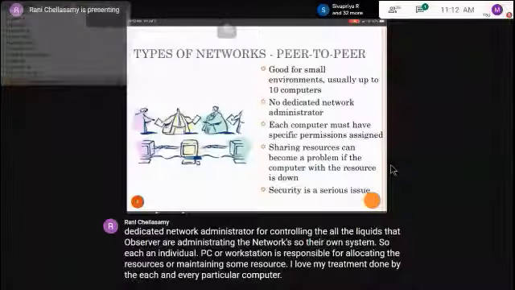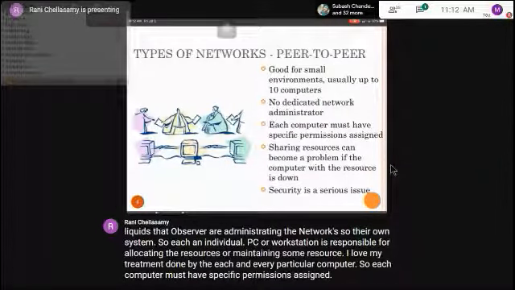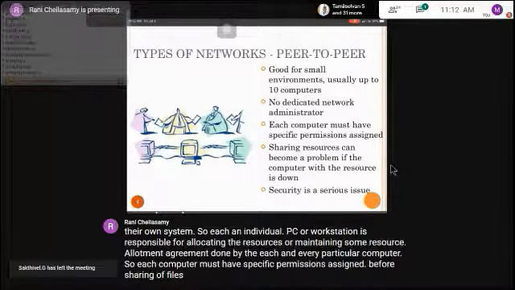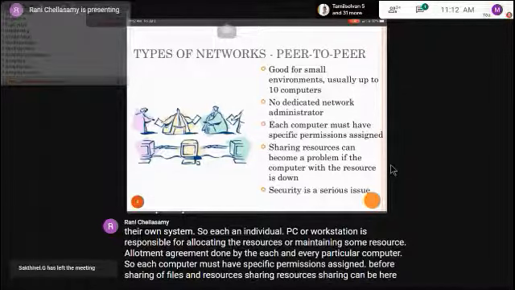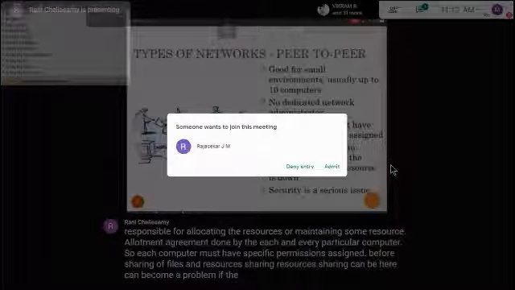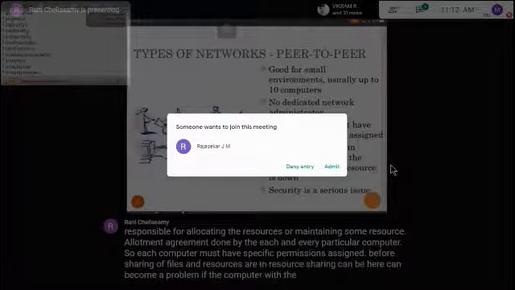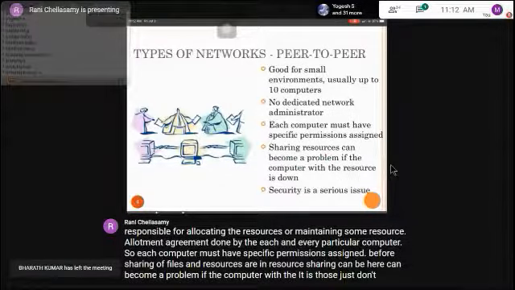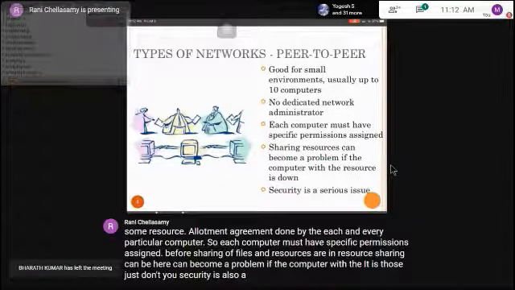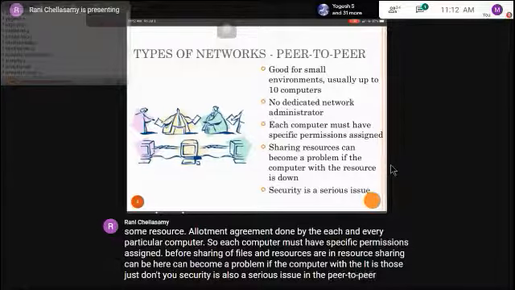Each computer must have specific permissions assigned for sharing of files, and resource sharing can become a problem if the computer with the resources is down. Security is also a serious issue in the peer-to-peer network.